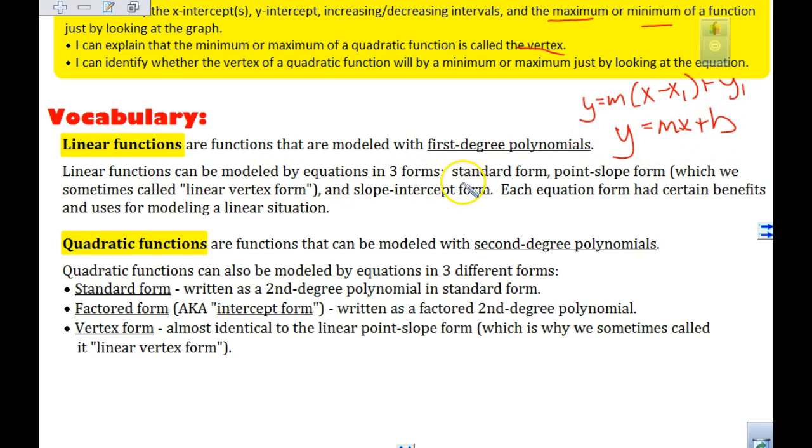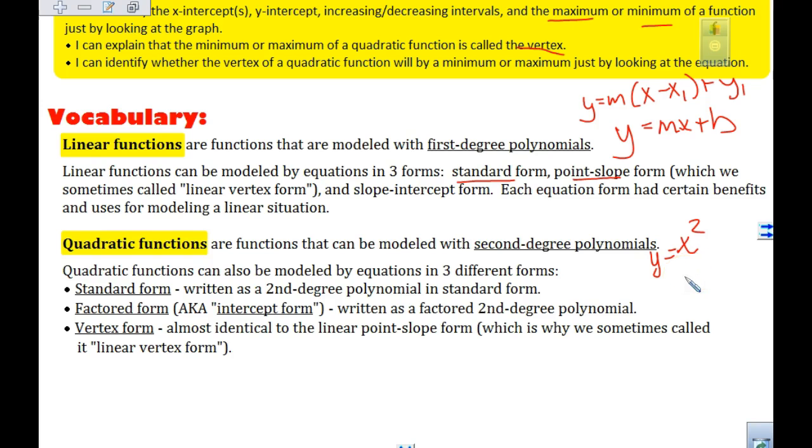So it said they came in 3 forms. Our standard form, point slope, sometimes called our linear vertex. We're going to keep using that again. And slope intercept. Each equation had benefits of using that model. Quadratic functions are going to be modeled with second degree. So that means we have to have an x to the second. That makes it quadratic. And when it's an equation, it's usually y equals.